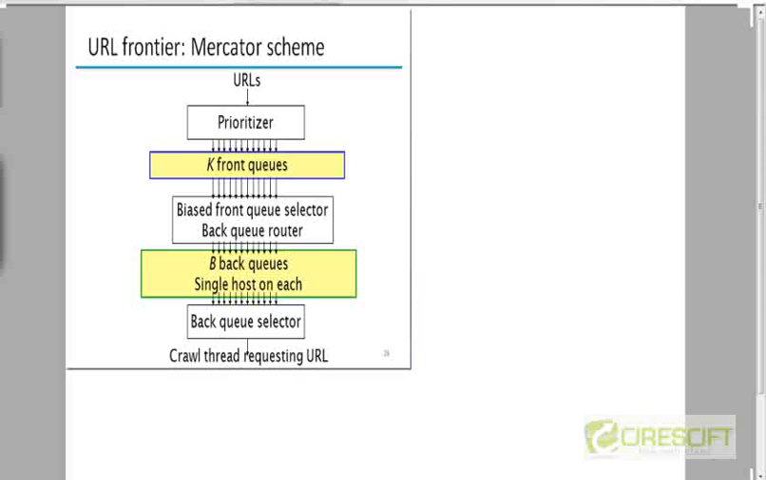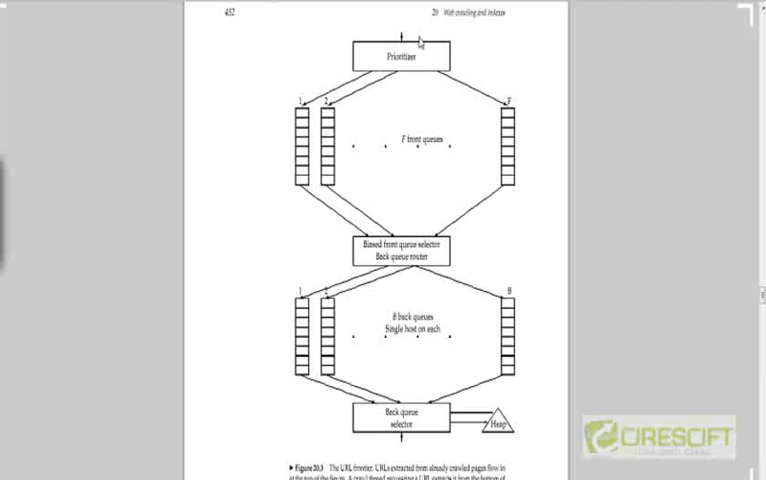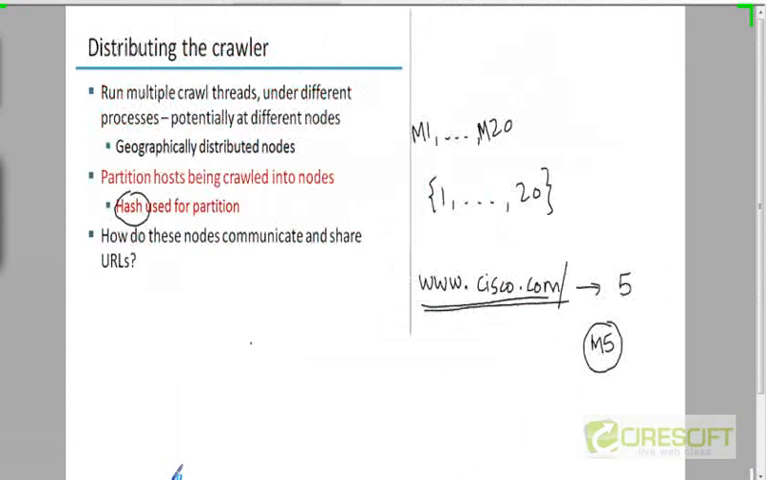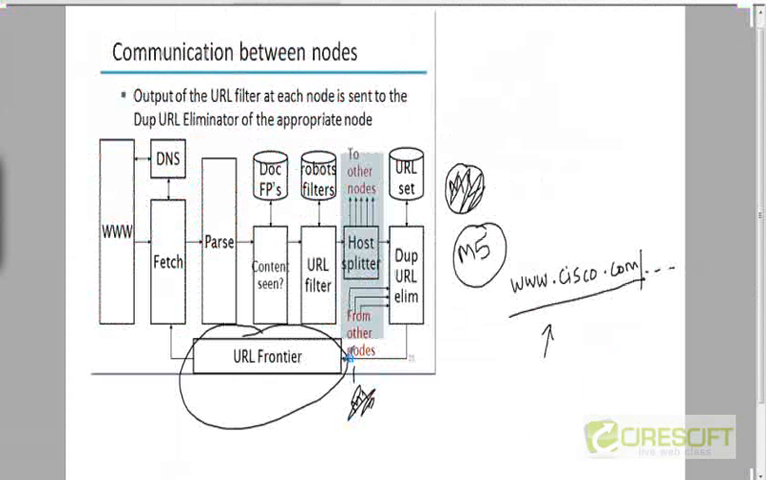Now we are going to look at the architecture of the URL frontier in some detail. The first diagram I want you to look at is this diagram from the book. I just want you to visualize the entire architecture in a single diagram before we look at the pieces. So what is this diagram? Basically, this is the input to the URL frontier.